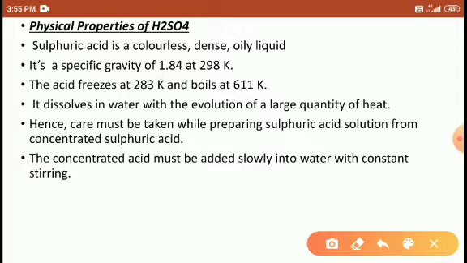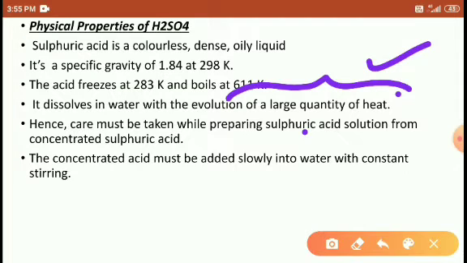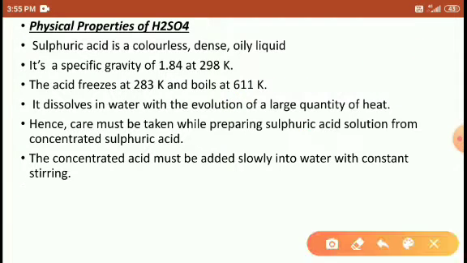So care must be taken while preparing sulfuric acid. While diluting sulfuric acid, it releases a large amount of heat, and this heat is hazardous. It will affect our eyes and can cause breathing problems. So while handling and while preparing, we have to take precautions. Right, friends?